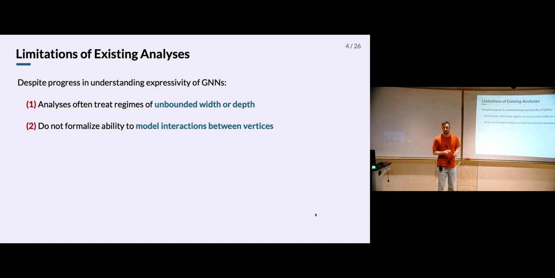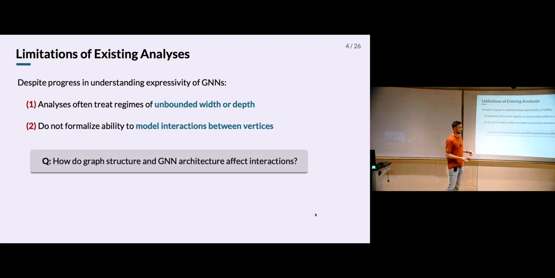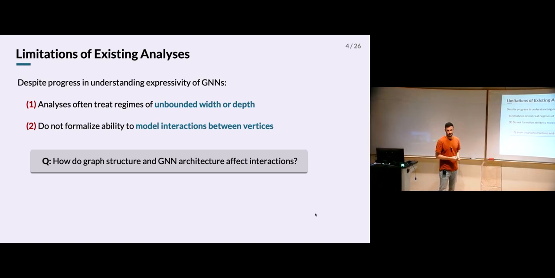The second limitation, which relates to what Shai asked, is that we still lack formalization for the ability of these GNNs to model interactions between the features of vertices. In other words, given an input graph, we can view the GNN as a function over the features that the vertices have. And we would like to better understand which type of functions they can express with respect to these features. Specifically here, we're interested in the strength of interactions that they can model between vertices, for some formal measure of interactions. We have to understand what's the impact of the graph structure and the GNN architecture here. And this is exactly the gap that we aim to address. Essentially, we wanted to study how the graph structure and the GNN architecture affect the strength of interactions that can be modeled between the features that the vertices have in the graph.